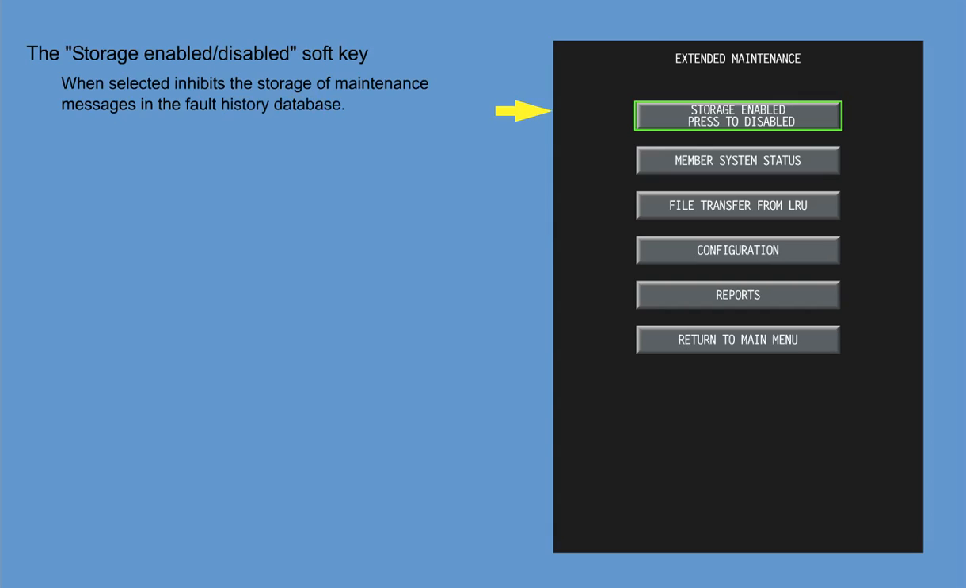Selection of this key is indicated by the text "Working" inside the label, and changes into "Storage Disabled, Press to Enable" when the process is completed. In order to re-enable storage, the soft key must be selected again.